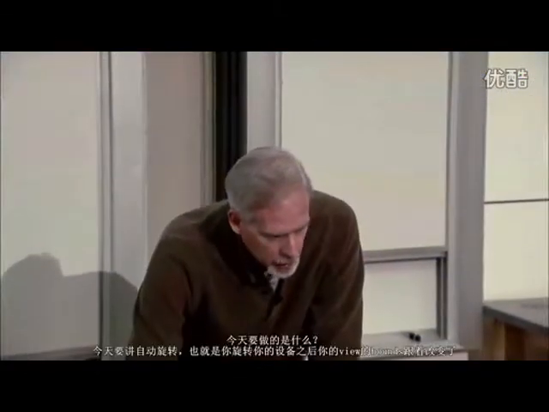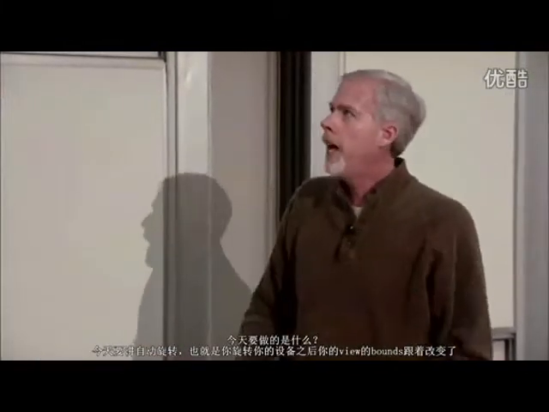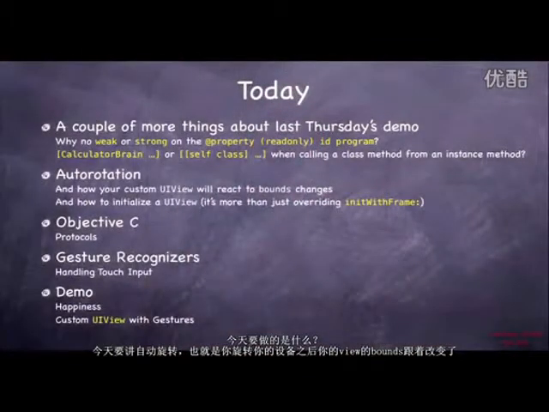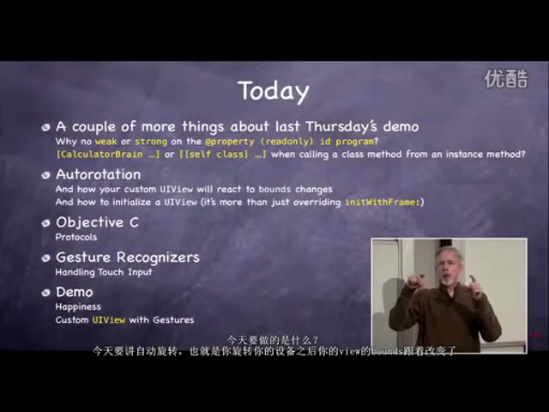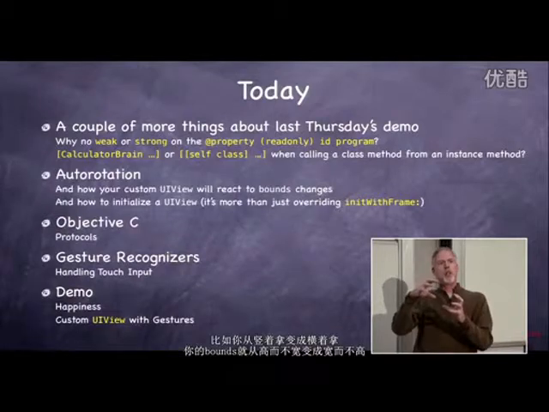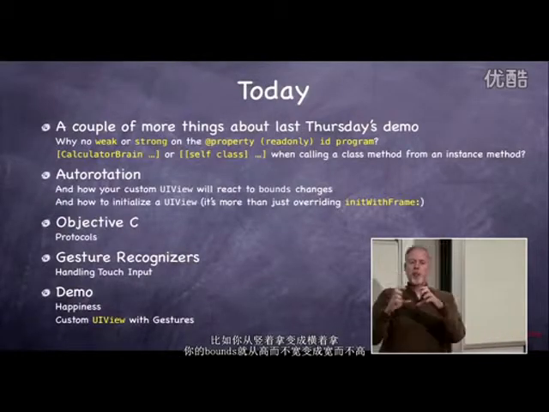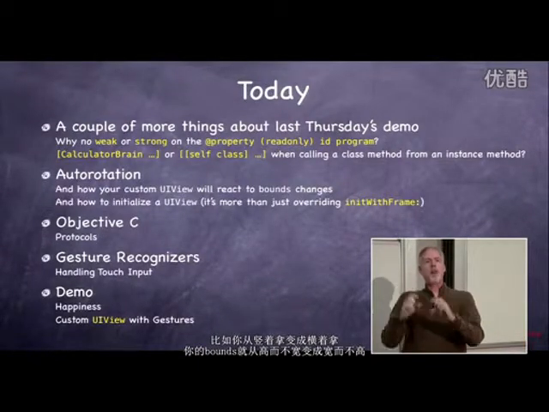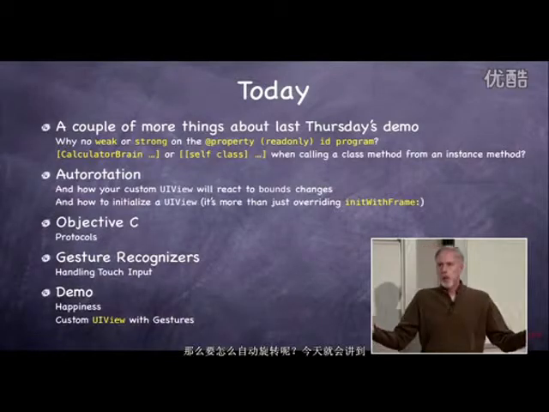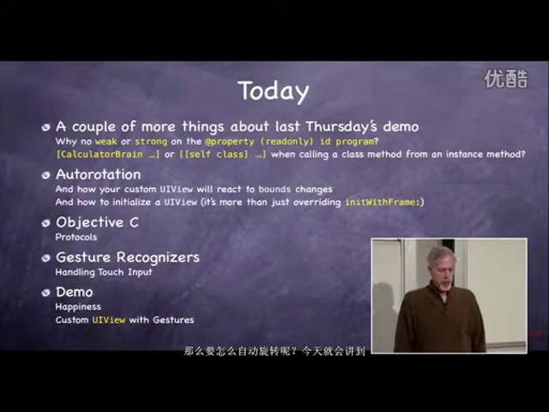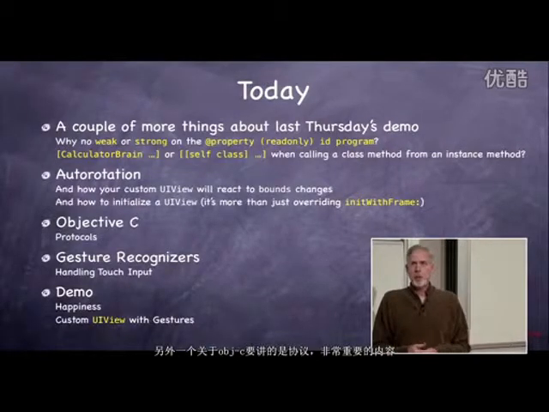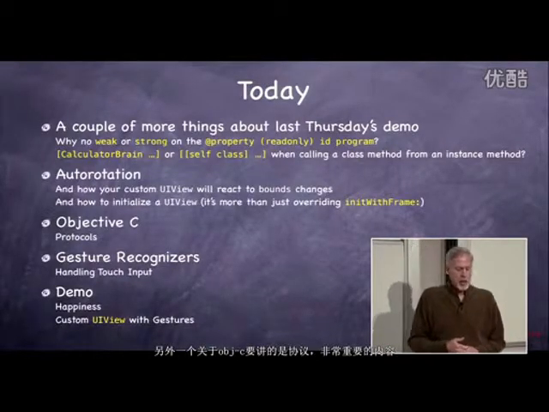Okay. What are we going to do today? Today we're going to talk about auto rotation, which is you have your device and you turn it and the bounds of your views change, right? Because if you had something in portrait and you turn it to landscape, you're tall and not so wide to wide and not so tall. Okay? So how do we deal with auto rotation? We're going to talk about that today. We're also going to talk about another Objective-C language feature, which is protocols, a really important one.